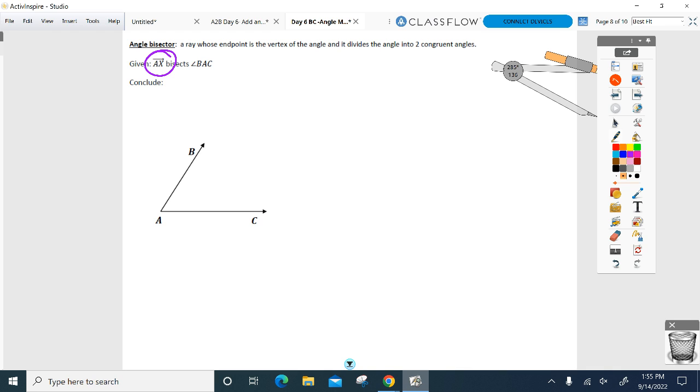What angle does it cut in half? BAC. So everyone go ahead and draw Ray AX, like it's cutting BAC in half. So A is the vertex. Ray, I know it has an arrow at the end. And since it's Ray AX, X has to be somewhere on here.